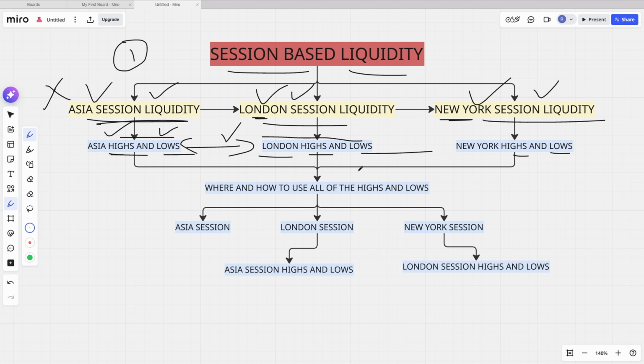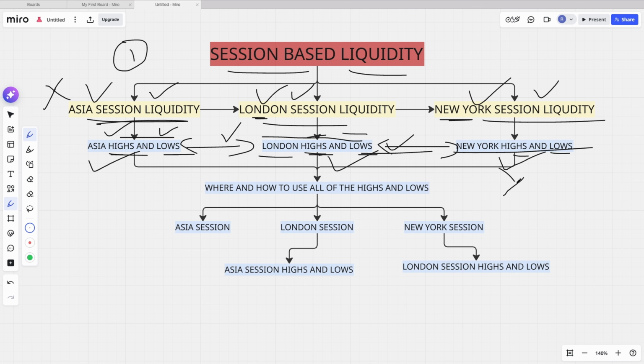After the London session, the market transitions into the New York session. Just as the Asian session creates its own liquidity, the London session also forms its own highs and lows. These London session highs and lows then act as liquidity targets for the New York session. It is common to see price move toward London session liquidity during the New York session before continuing or reversing direction.